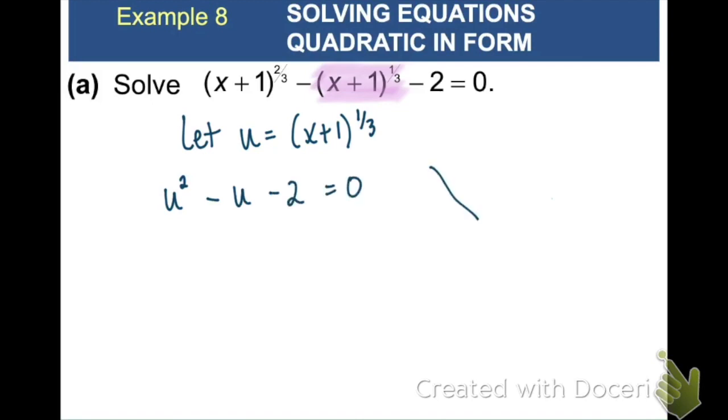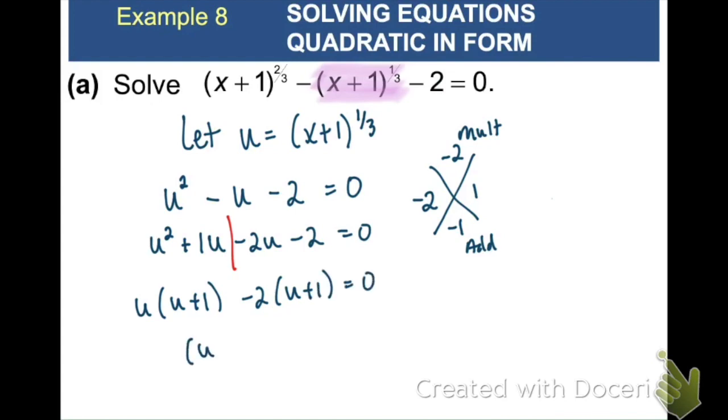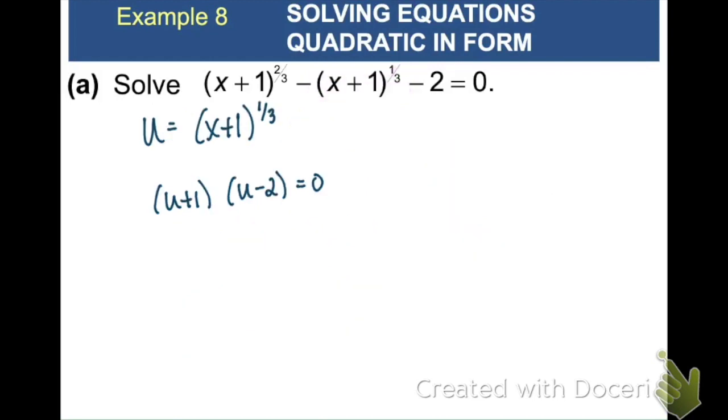I replaced my middle term with U, so I have minus U. You could put minus 1U if you want. And now we're just going to factor like normal. What multiplies to -2 and adds to -1? Factor by grouping. And now we're ready to take what U is equal to and plug it back in. So let's take what U equals and plug it in for each of our U's.